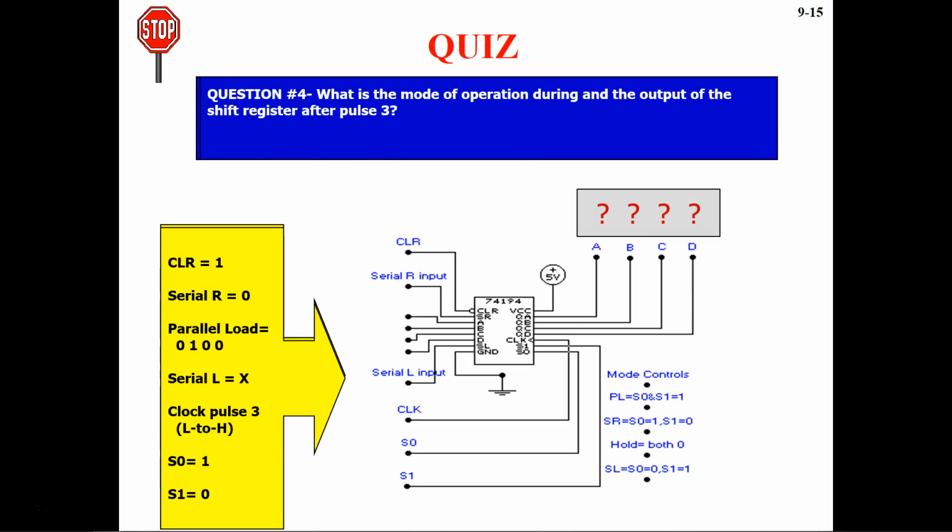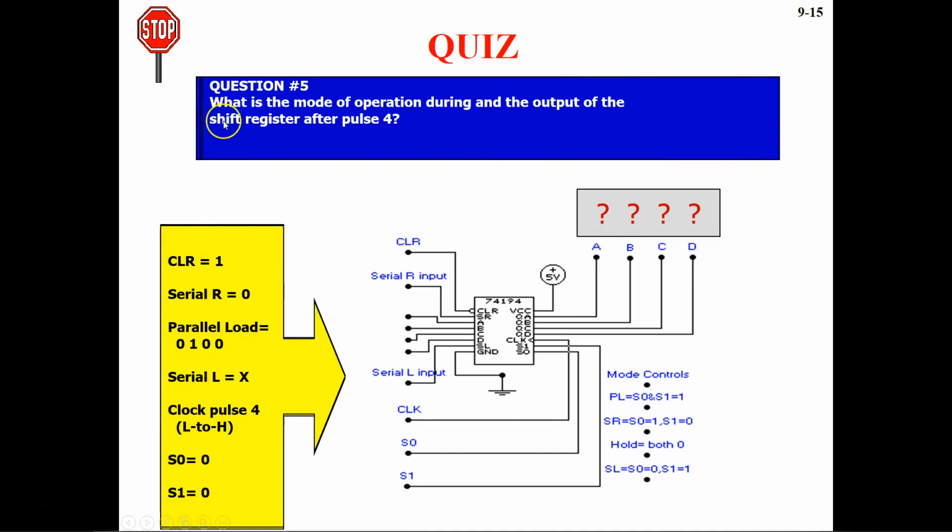What is the mode of operation and the output of the shift register after pulse 3? At pulse 3, previously remember we had 0, 1, 0, 0. Now we have clear 1, serial R is 0, parallel load, serial L is X, clock pulse is 3, S0 is 1, and S1 is 0. This is the shift right mode. So what is going to happen? Previously we had 0, 1, 0, 0. The 1 is going to move towards right, and since you are feeding 0, you are going to have 0 here. So 0, 0, 1, 0 is going to be your answer.